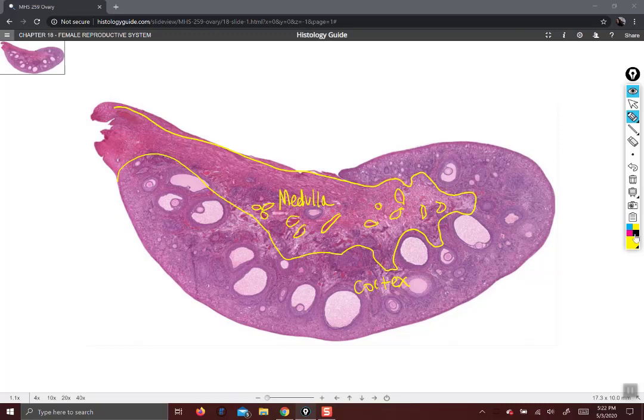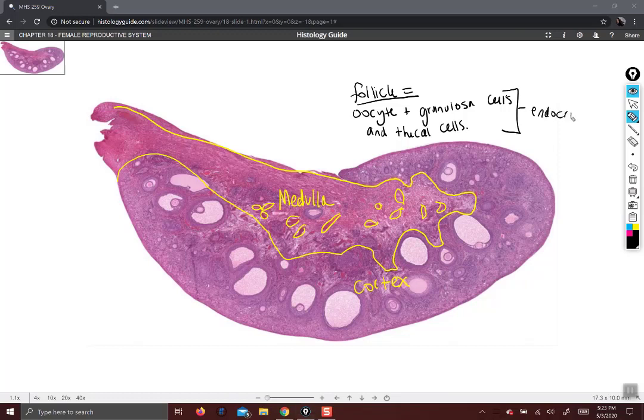So a follicle, and let's define this. An oocyte, which is the ovum, plus granulosa cells and thecal cells. And these two cell types have endocrine function. They produce estrogens like estradiol and other hormones like progesterone, etc. So we'll talk a little bit about that in this video. We'll talk more about it in the lecture video.